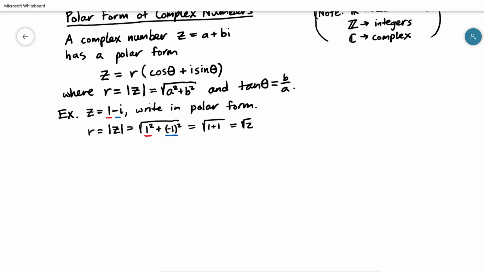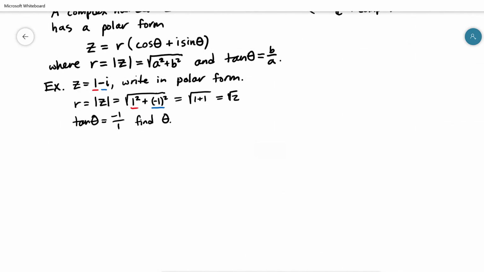We can use the argument tangent of theta is equal to b over a, so -1 over 1, and find theta. But in reality, the easiest way to do it is to actually just draw the picture of where this thing shows up. So let's draw the graph of this number. We can figure out the angle that way. So here's our real axis, here's our imaginary axis, and the number z, which is 1 minus i, means we go 1 in the real direction and then -1 in the imaginary direction.